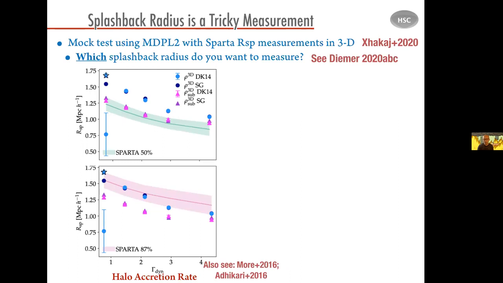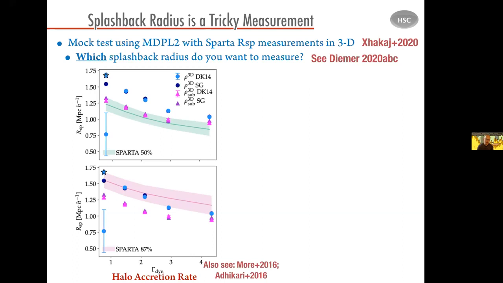For example, if you look at the green and the pink shaded regions, those are defined in SPARTA using the 50th and 87th percentile of their apocenters. And there's clearly a difference. And we also see that the splashback radius measured using the 3D mass density profile and the 3D subhalo density profile show a difference, which corresponds to splashback radius measured using different statistics. This is actually very interesting. It may hint that the splashback radius measured using, say, galaxy-galaxy lensing and galaxy density profile could have some difference. And we also see on the left corner, there's a weird data point.